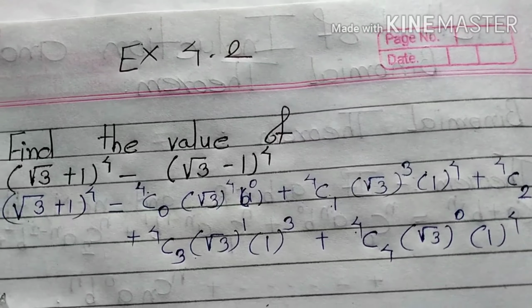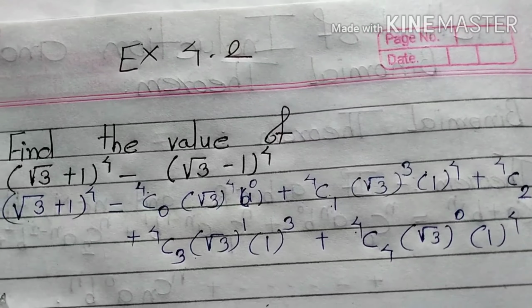So here 4C0 is equal to 1, 4C1 is equal to 4, 4C2 is equal to, you can use the formula here, we have 4 into 3 over 2 into 1, so it is 6, which means 4C2 is 6. Next term 4C3 is equal to 4 and 4C4 is equal to 1.